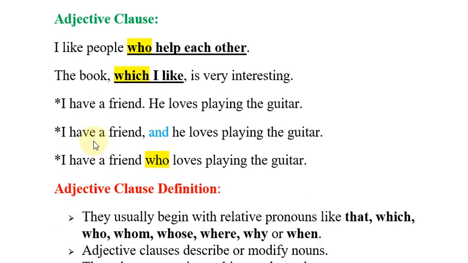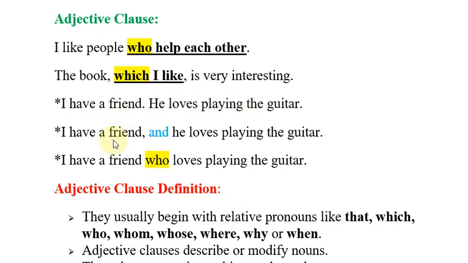Good. Here I have two simple sentences. I have a friend. He loves playing the guitar. In the essay of IELTS and TOEFL, if you want to get a better mark for your writing, you have to use compound and complex sentences. Here we have two simple sentences. You have to make it better. You have to improve it.